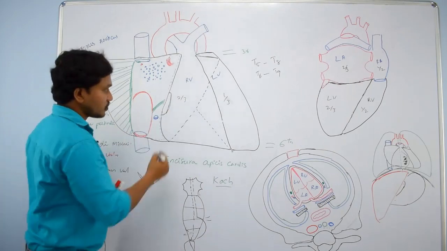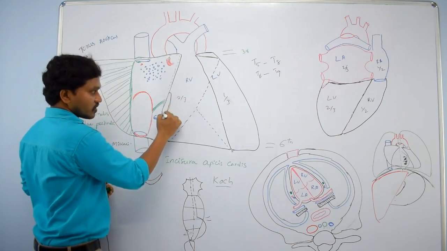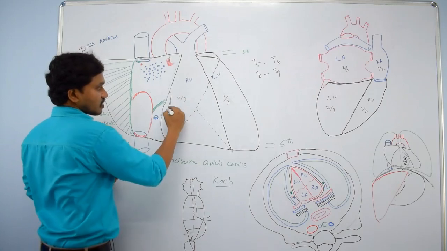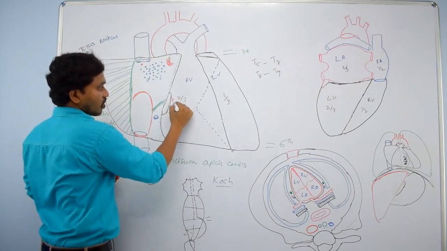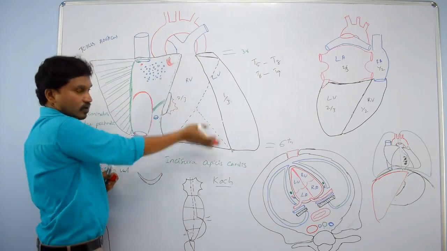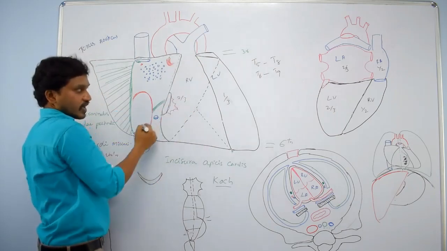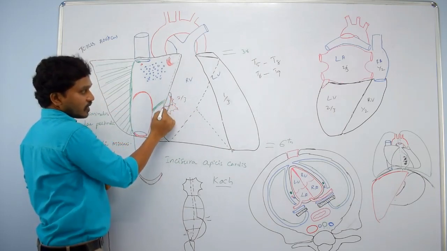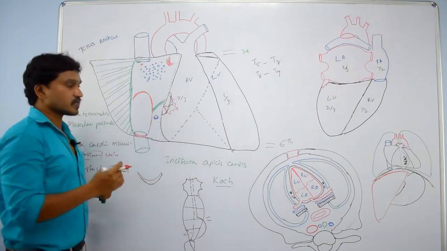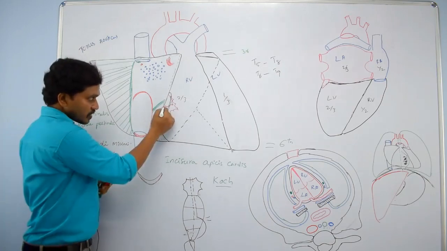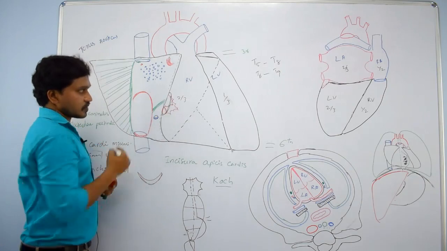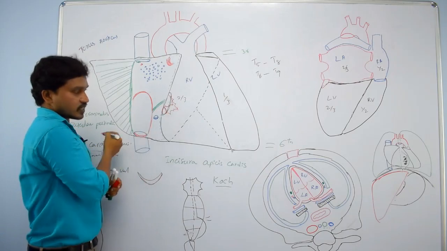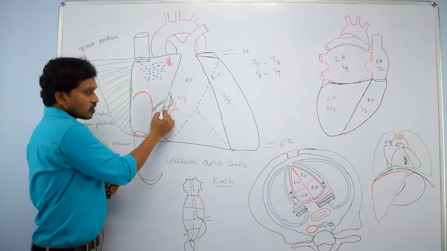Actually, I already told you this is the atrioventricular orifice. This atrioventricular orifice has an anterior wall. Just imagine we have removed the wall and we are seeing from inside. This is the anterior cusp, here the posterior cusp and here the septal cusp. Three cusps will be there. Just imagine this is the septal cusp and this is the base of the septal cusp. Clear?